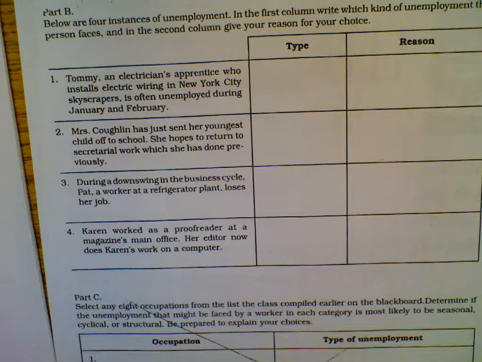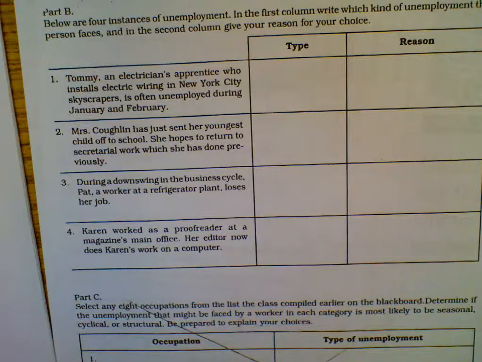Mrs. Coughlin has just sent her youngest child off to school. She hopes to return to secretarial work, which she has done previously, and so now she's voluntarily going back into the workforce, so this is frictional. She left voluntarily, she's entering voluntarily. During a downswing in the business cycle, Pat, a worker at a refrigerator plant, loses her job. And so when you see that business cycle, you know that it's because of an economic downturn.